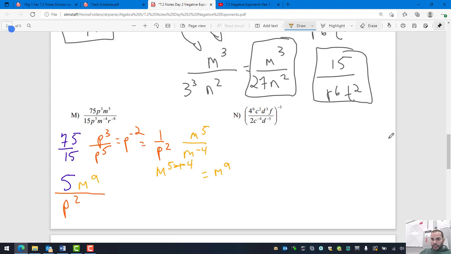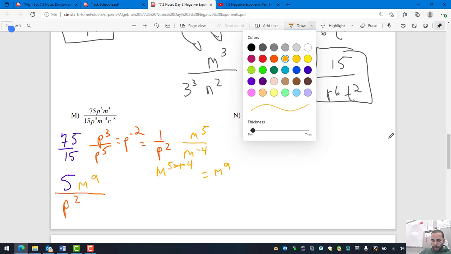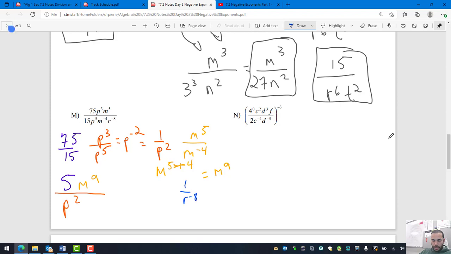And then the last piece I see, okay, I see r to the negative 8 in the denominator. So it's basically the same thing as 1 over r to the negative 8. The negative 8 has to move to the numerator. It should become positive r to the 8th in the numerator. Add it as such. This should be my final answer. 5 m to the 9th, r to the 8th, all over p squared.